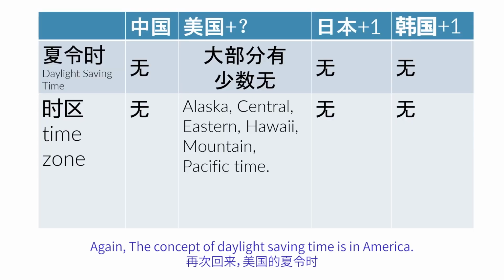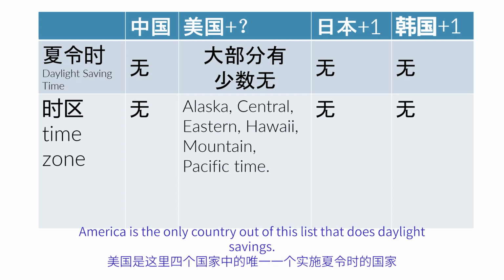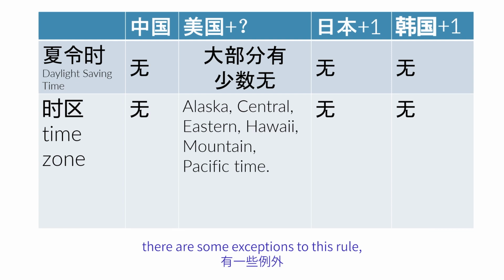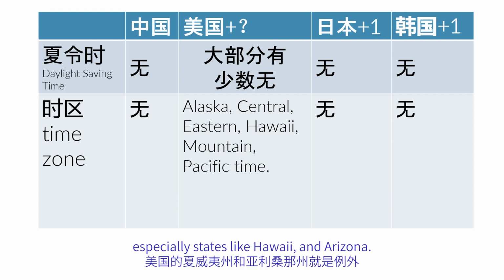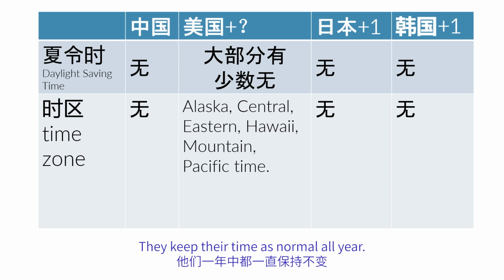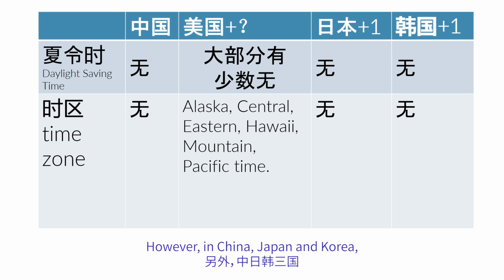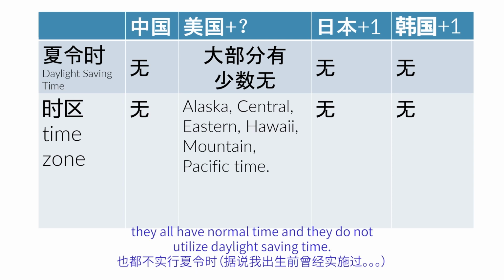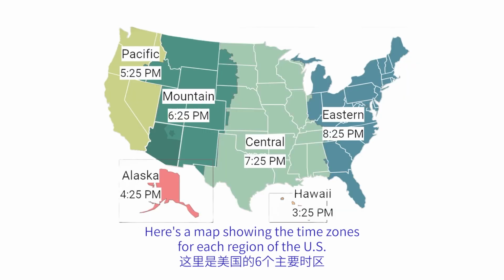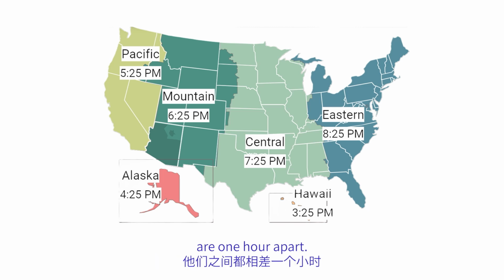Again, the concept of daylight saving time is in America. America is the only country out of this list that does daylight savings. However, there are some exceptions to this rule, especially states like Hawaii and Arizona. They keep their time as normal all year. However, in China, Japan, and Korea, they all have normal time and they do not utilize daylight saving time. Here's a map showing the time zones for each region of the US. Each of the time zones in the US are 1 hour apart.